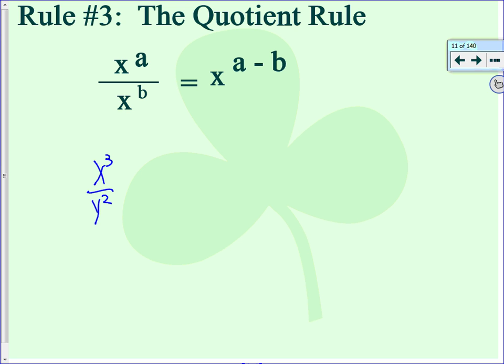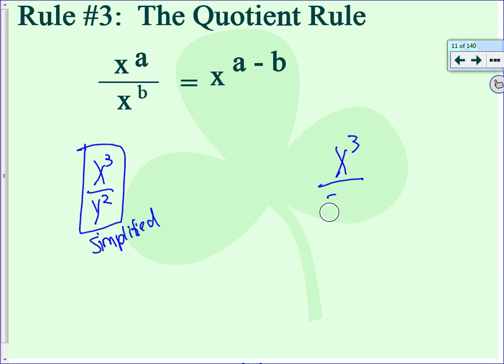So x to the 3rd over y to the 2nd, do they have the same base? No. So that means this is simplified. If they don't have the same base, that's just how it is. But if they do have the same base, you can subtract.